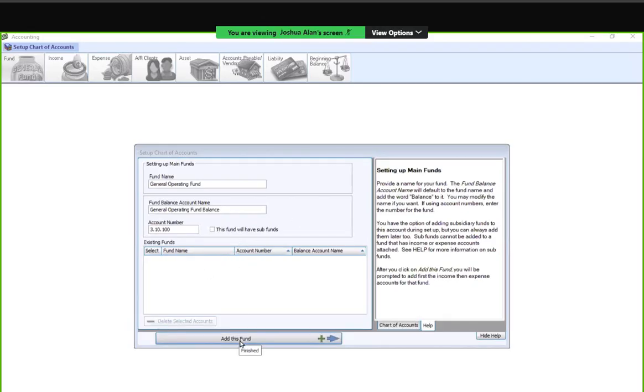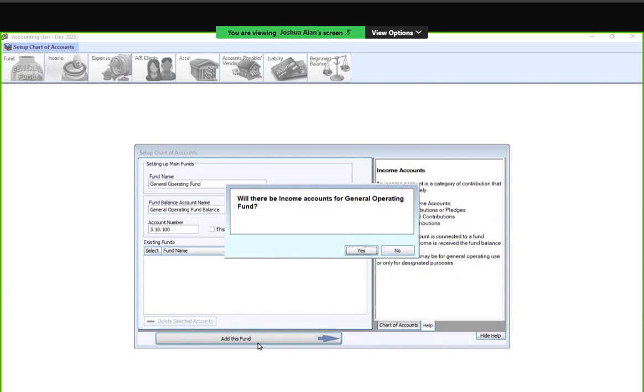There's a video out on the website about sub-funds versus subtotals. Subtotals offer a completely different level of flexibility when reporting in Church Windows. That's what we're going to recommend. So I typically advise no user should set up sub-funds or sub-accounts during this process. We're going to click Add this fund.